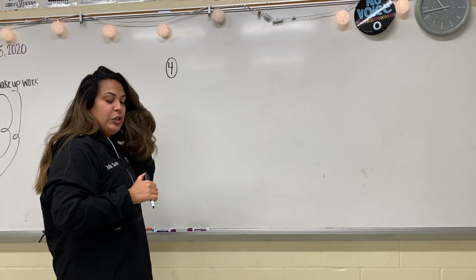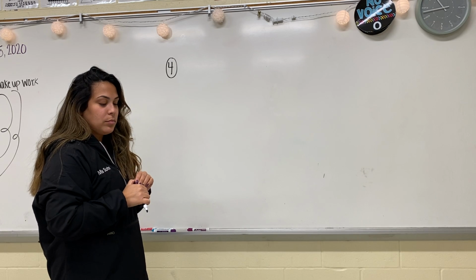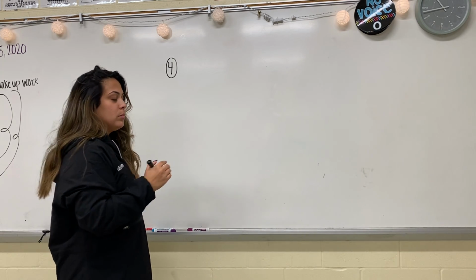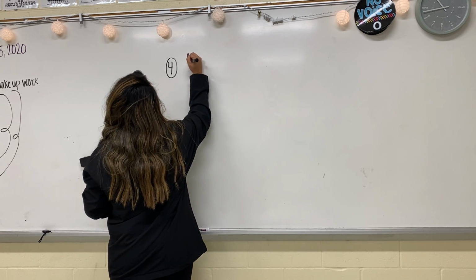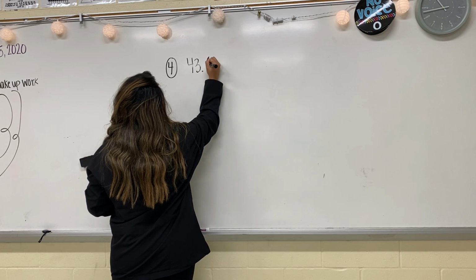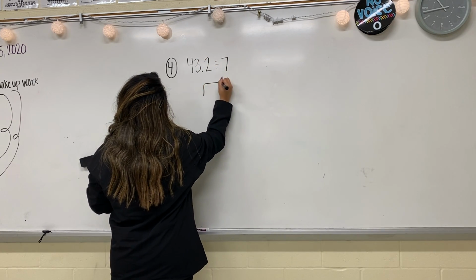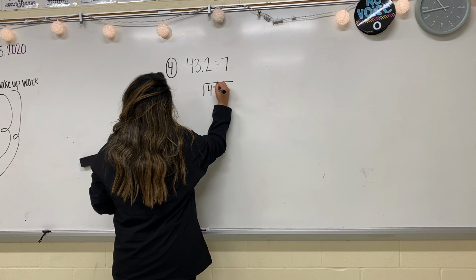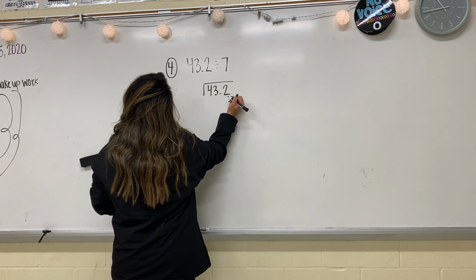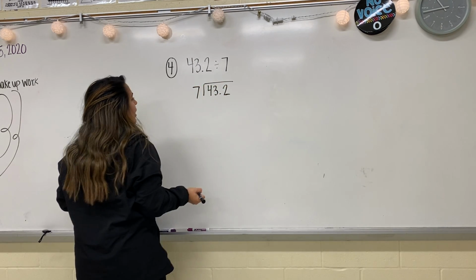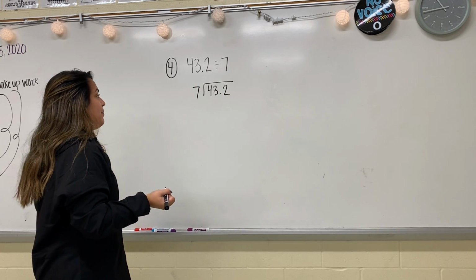Let's do 43 and 2/10 divided by 7. Set up my standard algorithm. 43 and 2/10 goes on the inside. 7 will go on the outside.